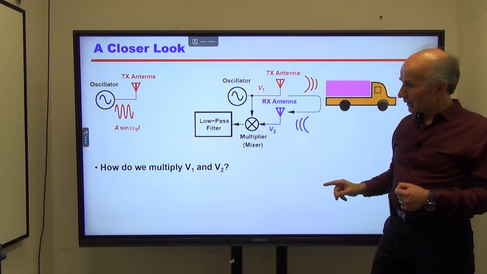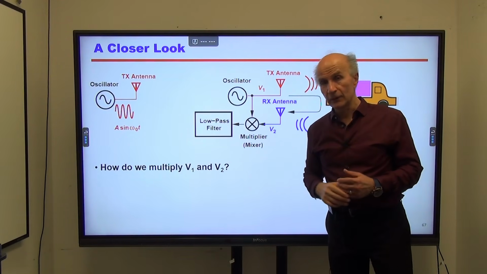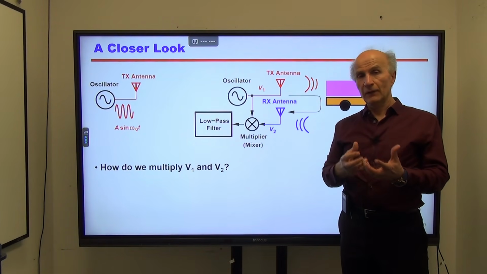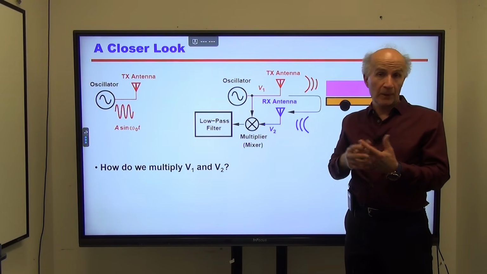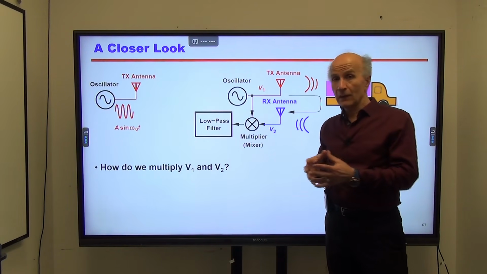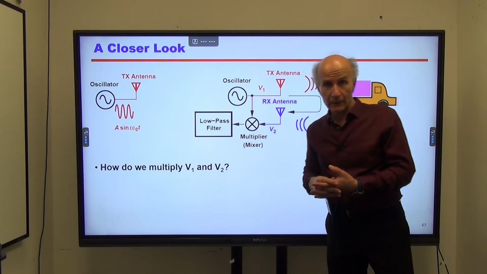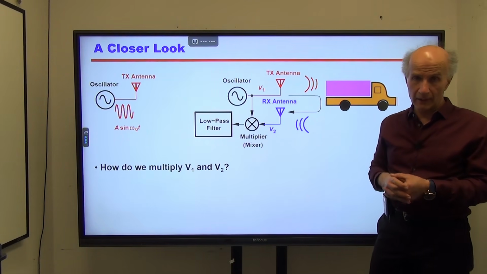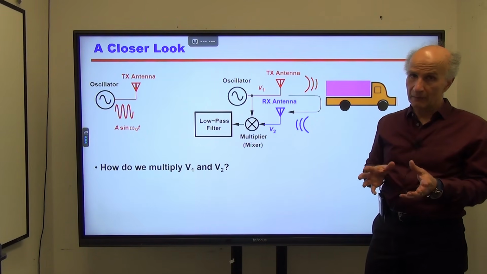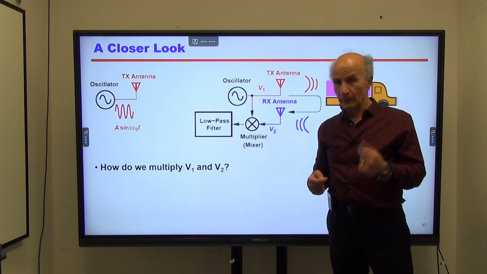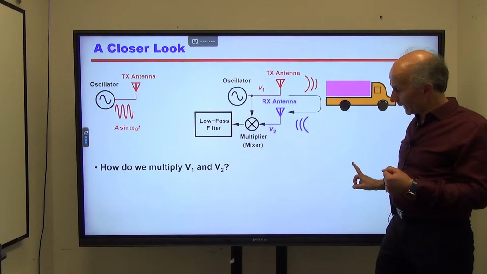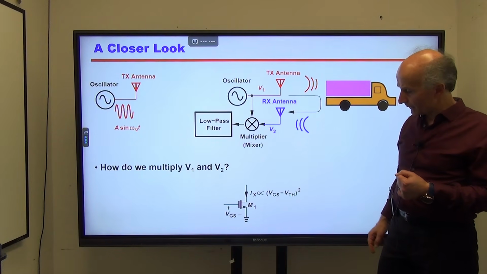Now, the question is, how do I multiply V1 and V2? Can I think of a circuit that can multiply two voltages? This is probably something you have not seen in undergraduate electronics, but it is actually readily available. There are different ways of implementing a voltage multiplier. We're going to look at a simple one. All right, for that, let's talk about a MOSFET.